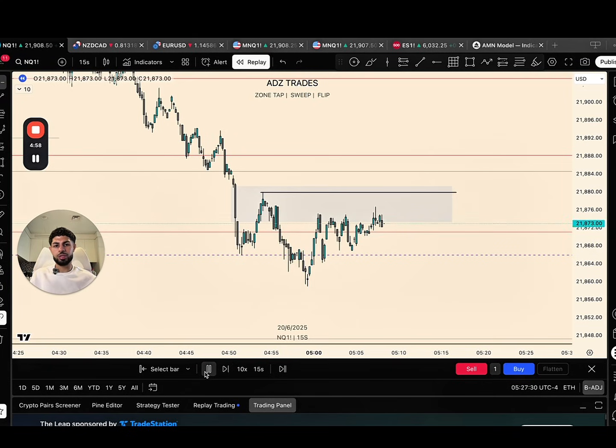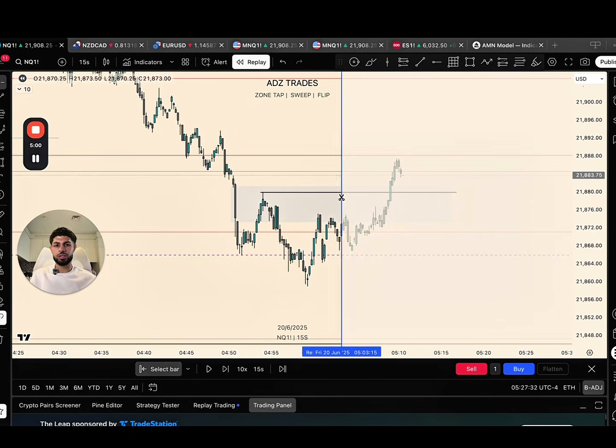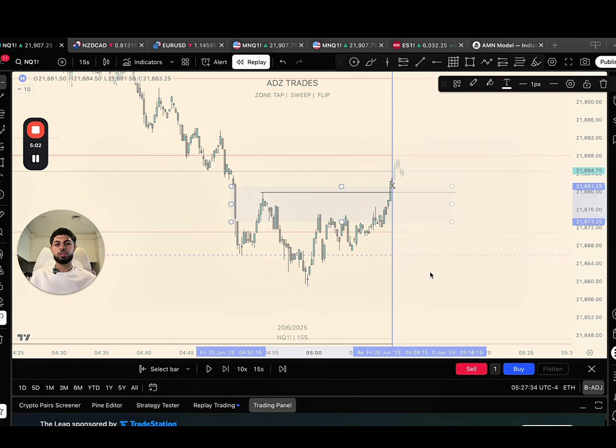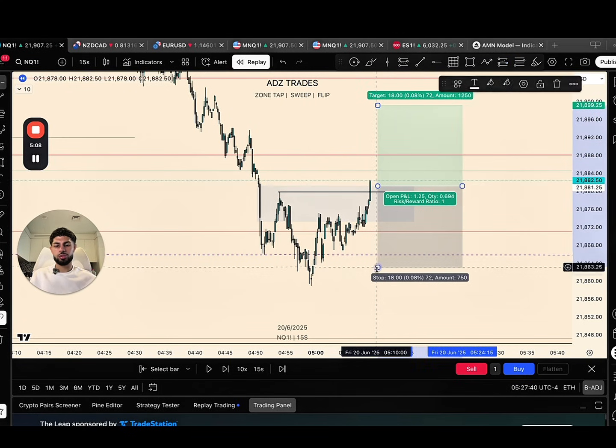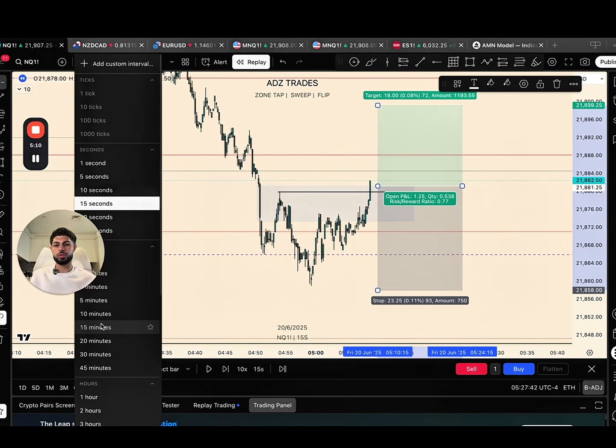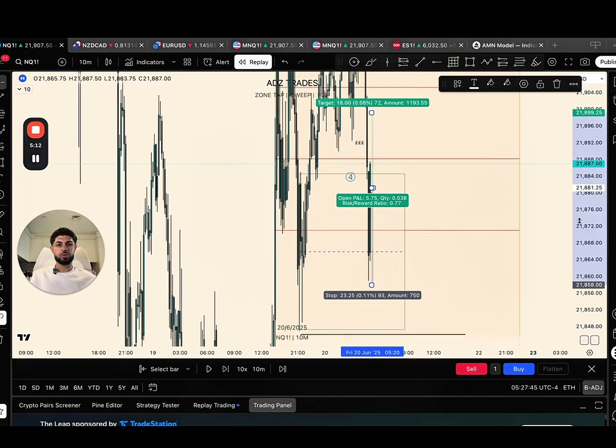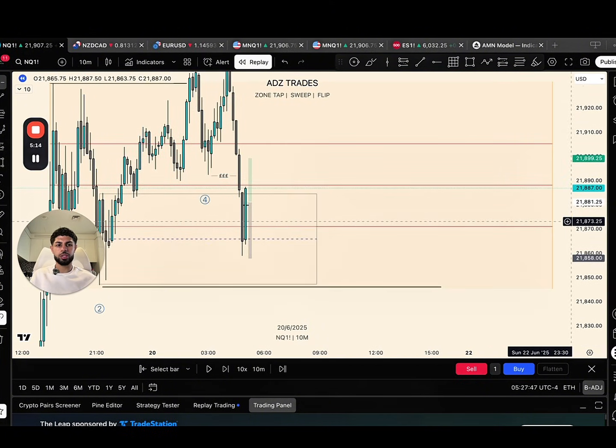Let's see, let's play it out. Okay, there is the break. That's my confirmation that, you know what, we do want to bounce from here. So I'm going to enter my long here, stop loss below. We'll go back to the higher time frame.